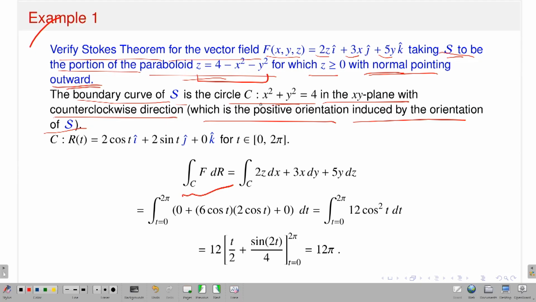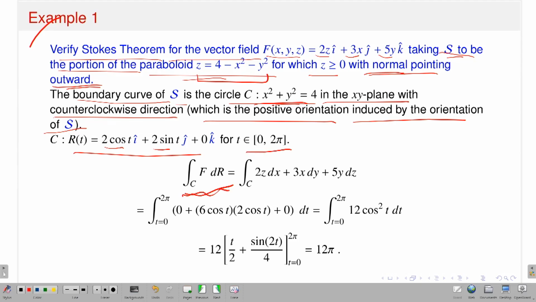So first, since the boundary curve is x square plus y square is equal to 4, what is the corresponding parameterization? You can easily write it. My parameterization is a circle, that means 2 cosine t, 2 sine t, and the z component is 0. This is the corresponding parameterization, t runs from 0 to 2 pi.